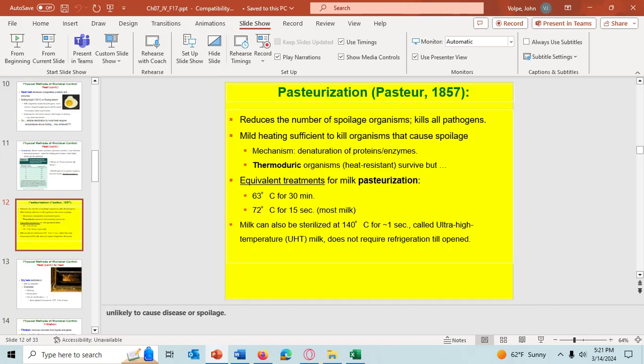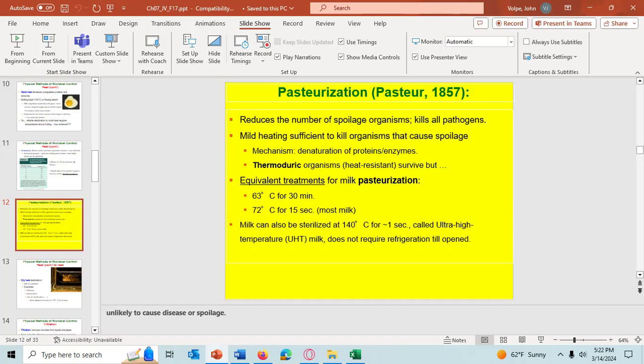It denatures the proteins and enzymes of the cells, killing the pathogens and the organisms causing the beer and the wine, or in the case of milk, the milk, to spoil. However, thermoduric organisms are heat resistant and they survive. So when you have pasteurized milk, there are microbes in it. Pasteurization does reduce their number, but the pasteurized milk has a shelf life because it does not sterilize the milk. There are microbes in the milk, and they will grow and eventually spoil it.